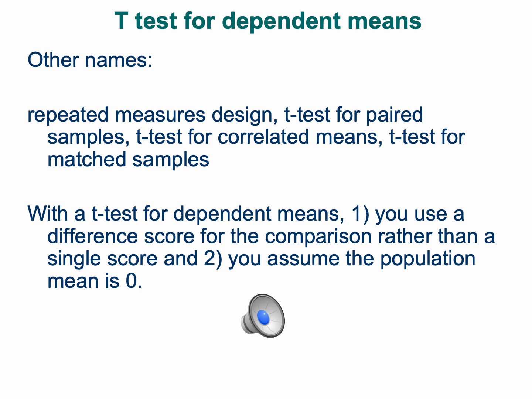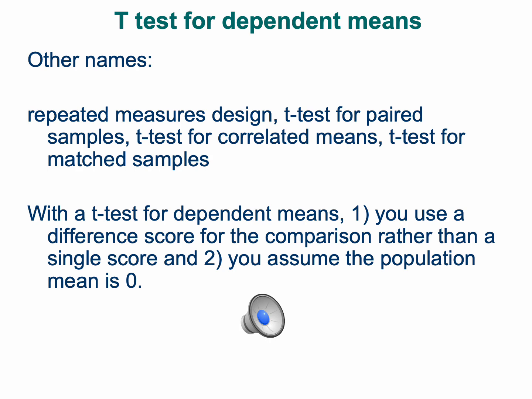Now with a t-test for dependent means, first of all, you use a difference score of the comparison rather than a single score. And the second is you assume the population mean is 0. So you're essentially assuming that the two scores are the same, and so if you subtract them, then the mean is going to be 0. So it rests on a difference score.